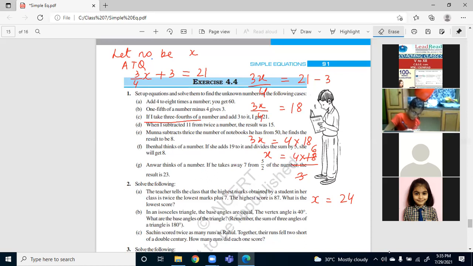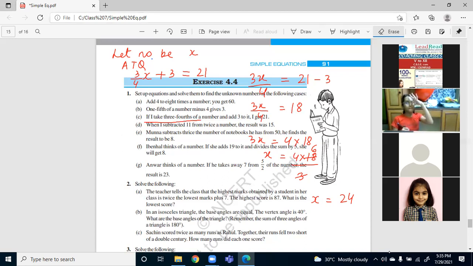Okay, speak. Ma'am, I know the answer of ma'am D part. Okay, what is the answer? Ma'am, it is x is equal to 13. x is equal to 13? Yes, ma'am. Okay, just a minute. You are correct. Very good.